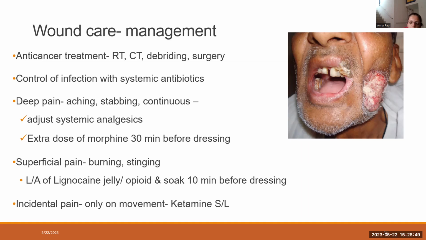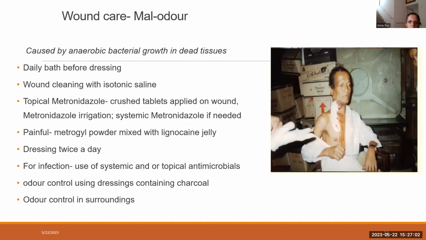Incidental pain, which is occurring, for example, only on movement, then ketamine can be given sublingually. But of course, care should be taken because there can be side effects like an increase in the blood pressure. So bleeding can take place. So we have to look into it.